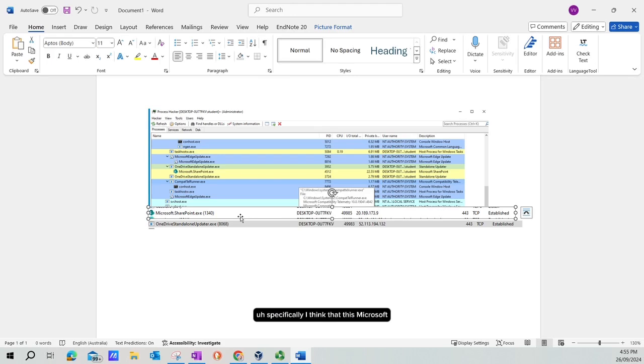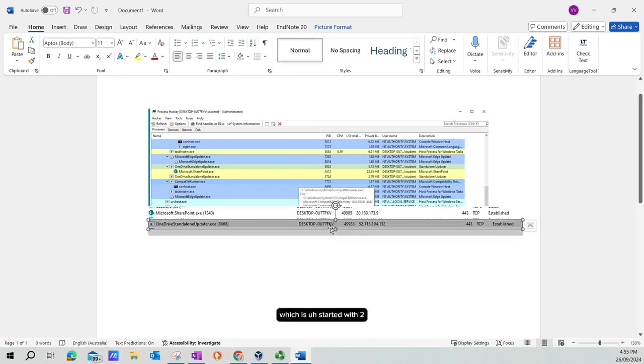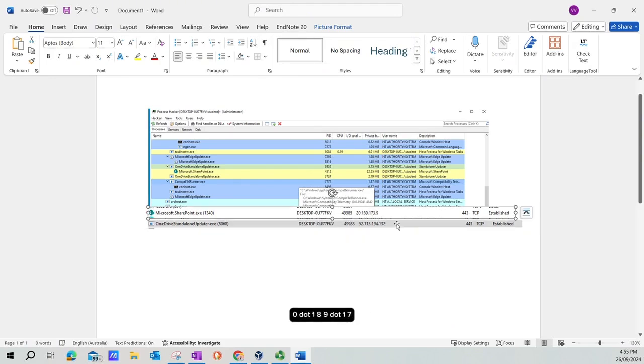Specifically, I think that this Microsoft SharePoint was seen connecting to an IP address starting with 20.189.173.9, and OneDrive standalone updater.exe connected to the 52.113.194.132 IP address. These connections are suspicious. Why? Because they use HTTPS to possibly hide what the malware is actually sending or receiving. This could include stealing data from the infected computer or receiving further malicious instructions from their main hacker.